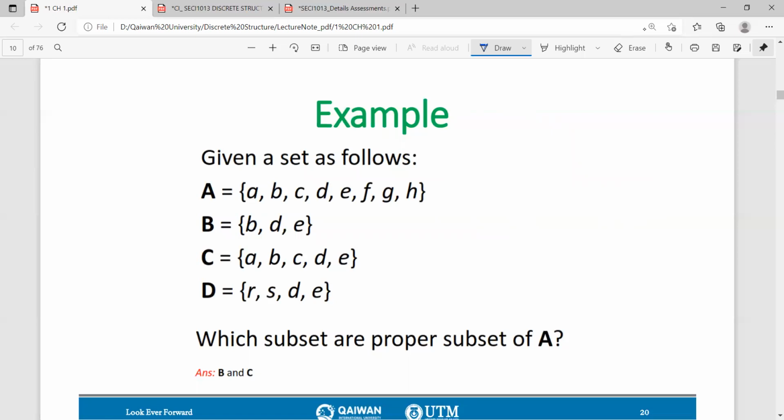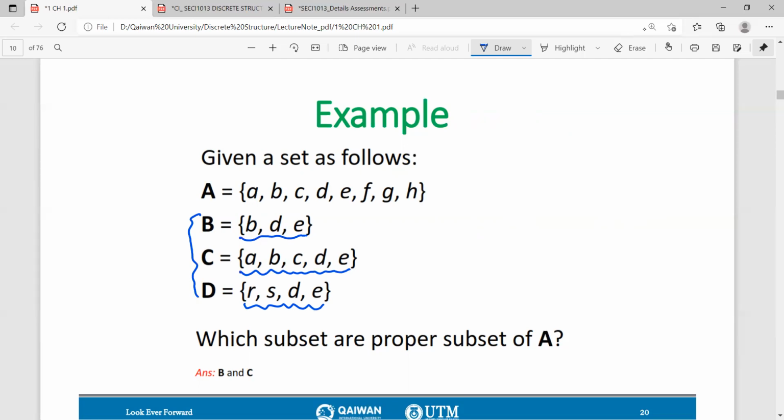Now we have another example. We say A is the set of A, B, C, D, E, F, G, and H. B is the set of B, D, E. C is the set of A, B, C, D, E. And D is the set of R, S, D. Which of these sets, I mean B, C, and D, is a proper subset of A?